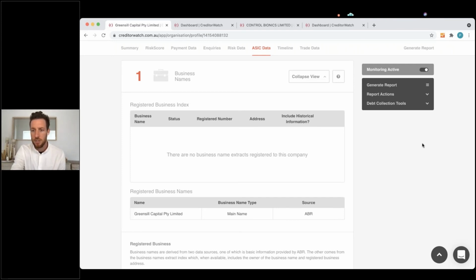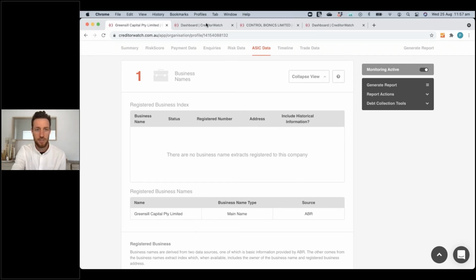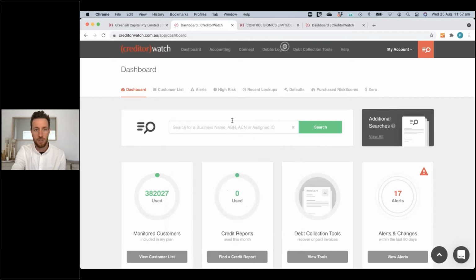Can you vet new customer credit applications without having to add them as a contact in Xero? Yes, you definitely can. And this is, if you're a CreditorWatch customer and you don't use the accounting integration, yes, you certainly can. You can look up any company, business in Australia. You can search by their business name, ABN or ACN. Okay, so you can type anything in here, and it's obviously going to turn up.